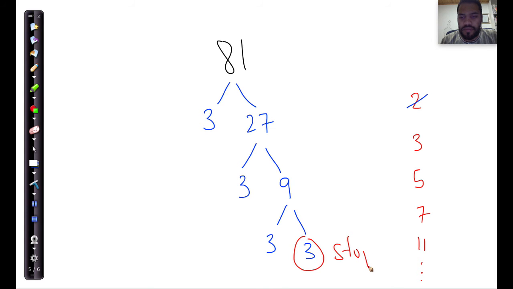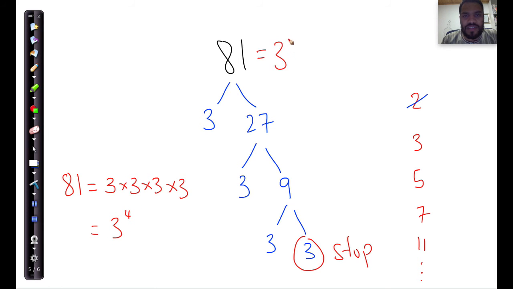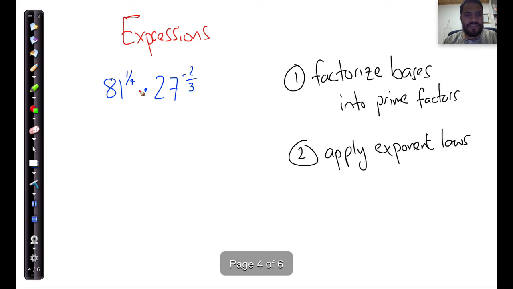I stop there, and I say that 81 is prime factorized into 3 multiplied by 3 multiplied by 3 multiplied by 3. I just go along this entire row on the left hand side, and that gives me 3 to the power of 4. So 81 is exactly the same as 3 to the power of 4, and this is considered prime factorized because all the numbers in my expansion happen to be prime. Okay, so I'm going to go back.